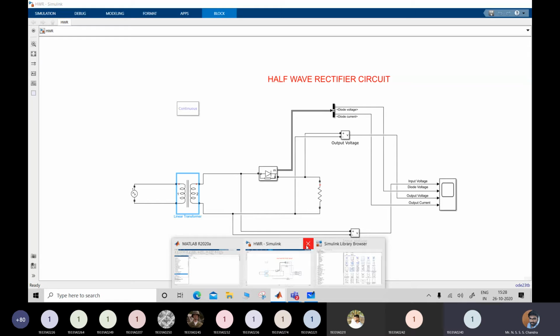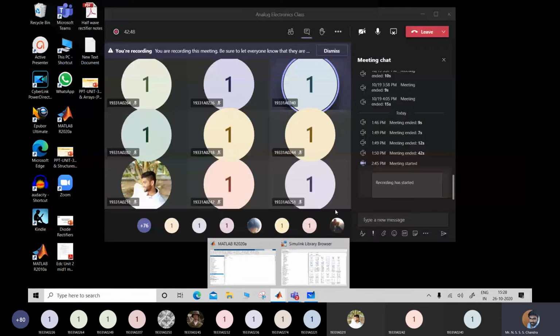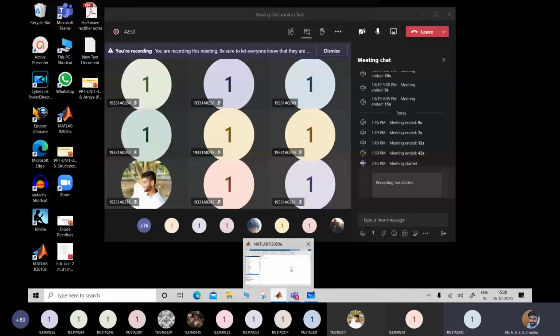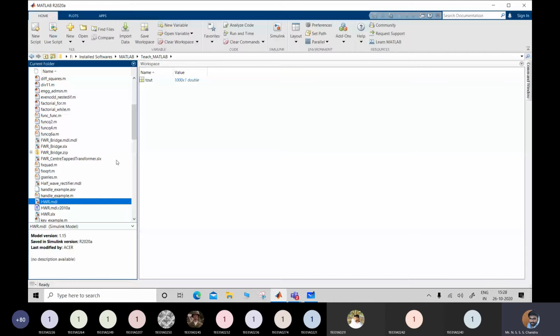I'll be closing this half wave rectifier. I'll be opening the full wave rectifier. Please mute yourself.